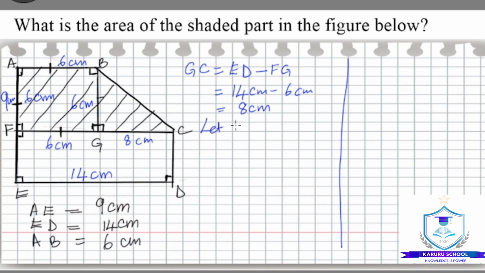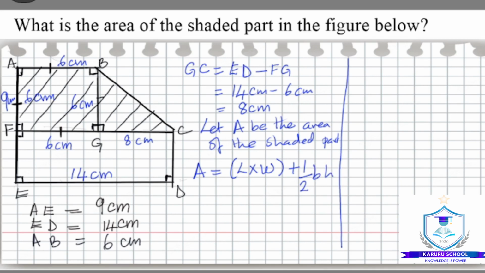Let A be the area of the shaded part. So A will be given by the formula for the area of the square, which is length times width, plus the area of the triangle, which is a half base times height.